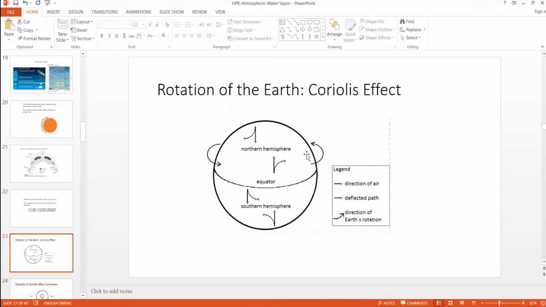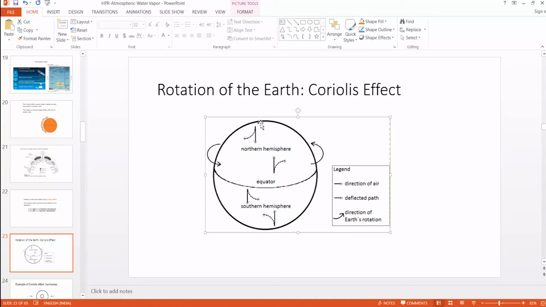You see, this is the rotation of the earth. Rotation of the earth takes place from west to east. This is the west and this is the east. Due to this rotation of the earth, because the linear velocity is varying, suppose the wind is blowing in the northern direction, what happens? It curves and goes to the right side.